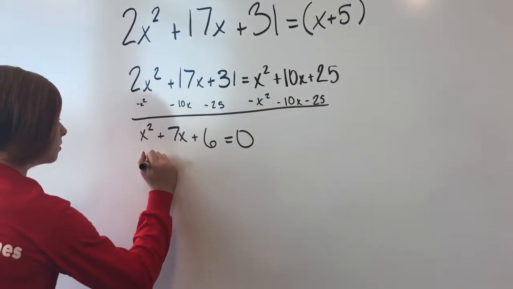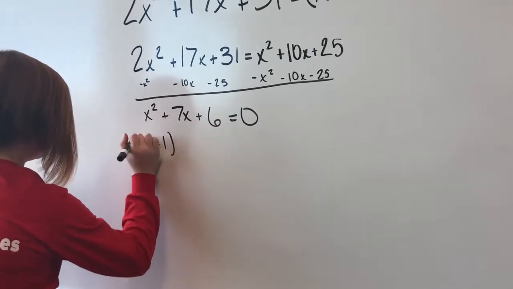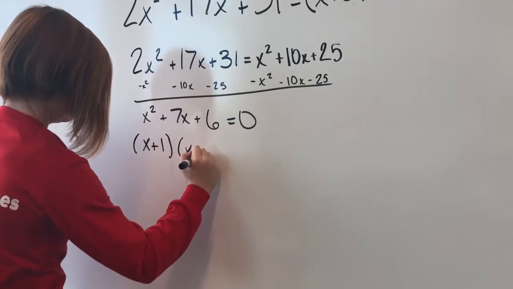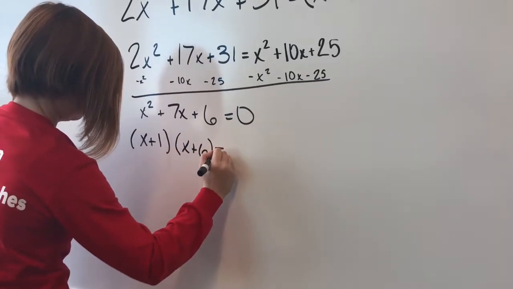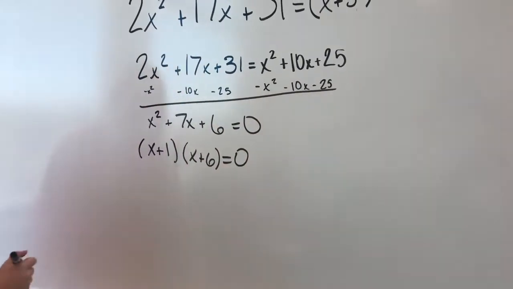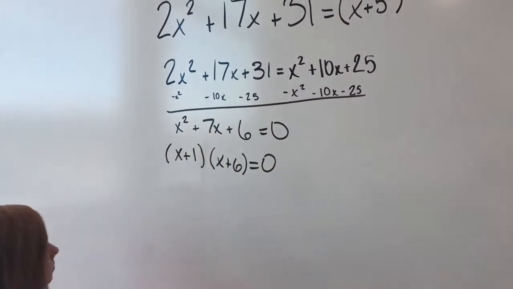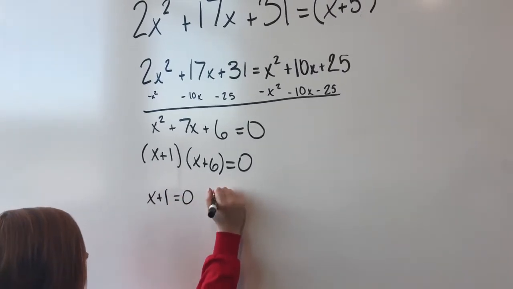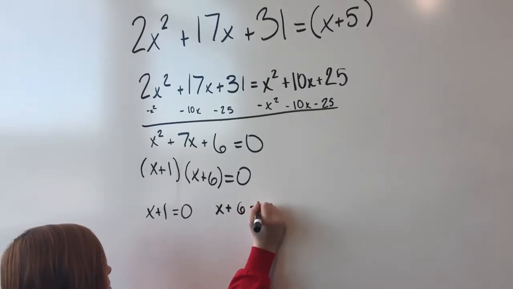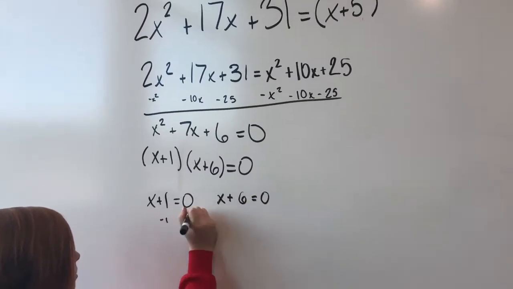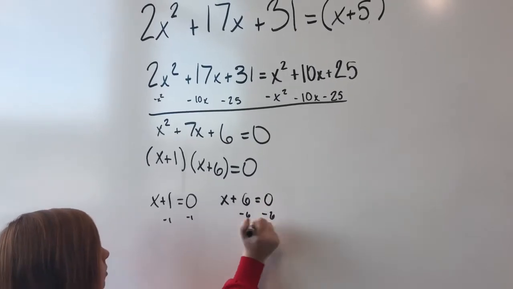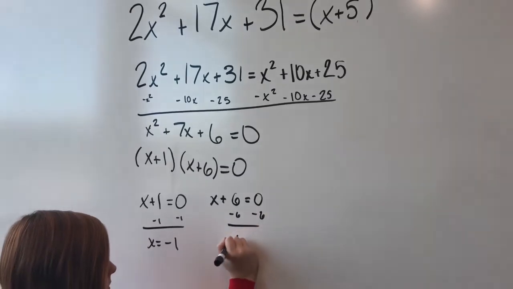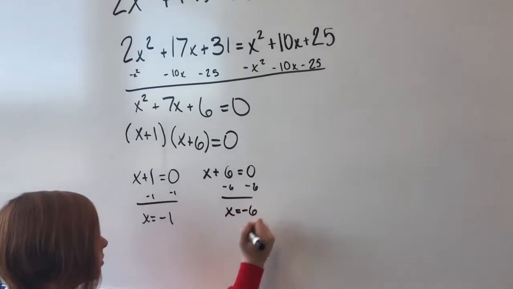Our next step is to factor out the equation we have above. So we're going to have x plus 1 times x plus 6 equals 0. And then in order to solve for x, we are going to set each of the factors to 0. So x plus 1 equals 0, and then x plus 6 equals 0. And using our basic algebra, we're going to subtract 1 and 6 from both sides. So we have x equals negative 1 and x equals negative 6. And that is our answer.